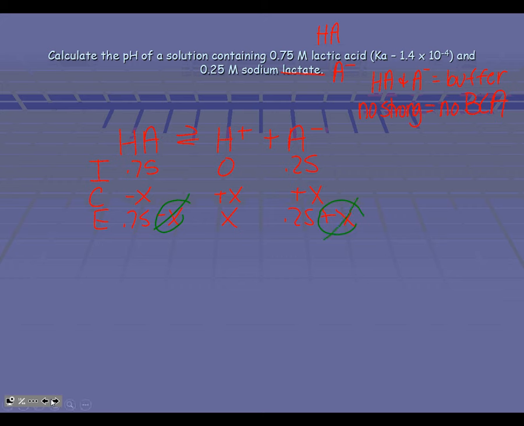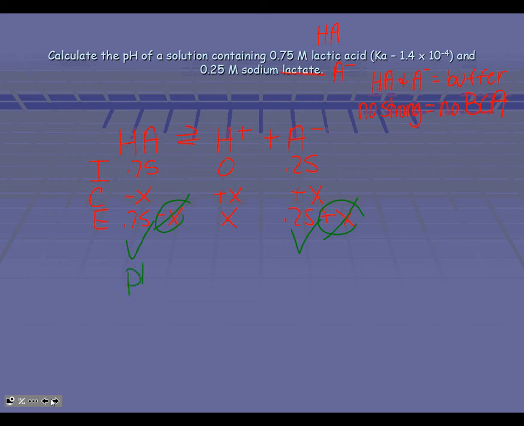Now, I misspoke earlier when I said we got rid of ICE. We don't get rid of ICE. What we get rid of is writing the equilibrium expression and then doing a small k problem, with the Henderson-Hasselbalch. And the reason that I can do the Henderson-Hasselbalch is because I have both parts. I have the concentration of my A minus and the concentration of my HA.